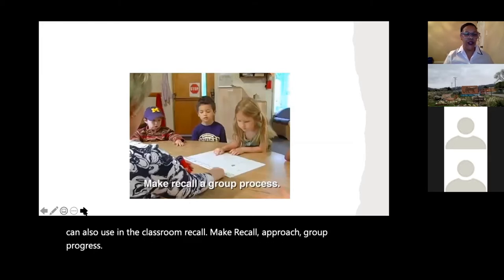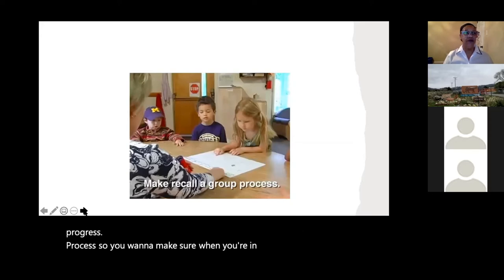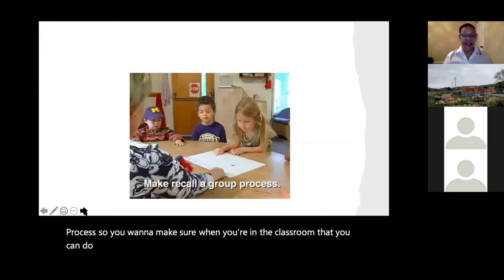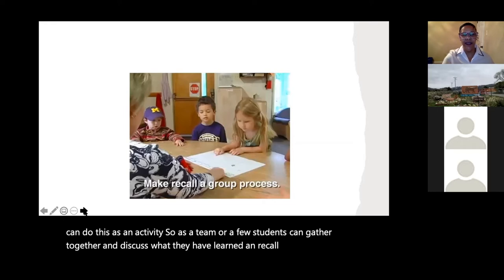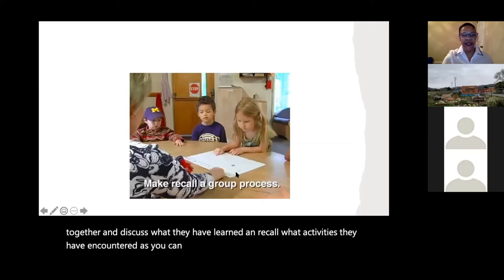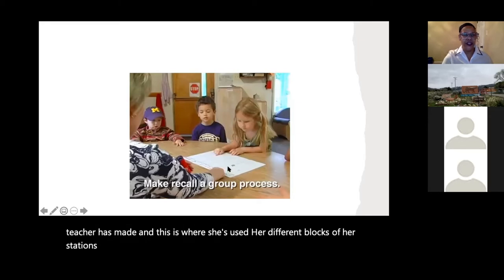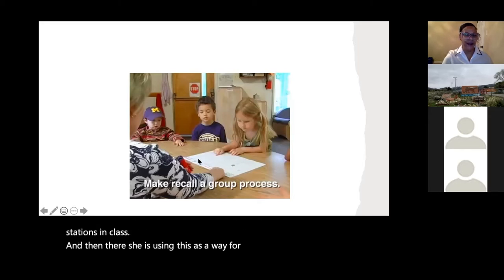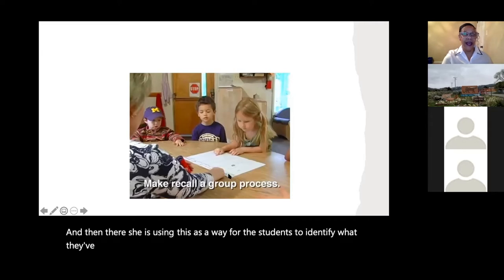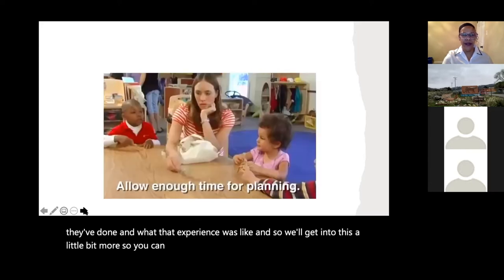Make recall a group process. So you want to make sure when you're in the classroom that you can do this as an activity. So as a team or a few students can gather together and discuss what they have learned and recall what activities they have encountered. As you can see here, this is a simple chart that the teacher has made, and this is where she's used her different blocks of her stations in class, and then she's using this as a way for the students to identify what they've done and what that experience was like. And so we'll get into this a little bit more so you can understand what that process is.